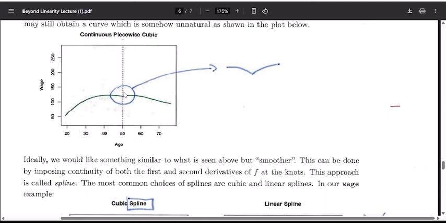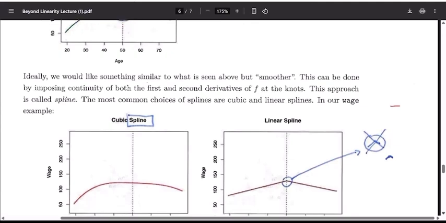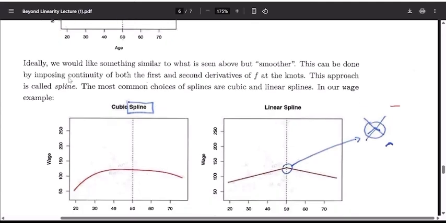Therefore, to get something smooth, we need to be able to impose a condition at the boundary. And the condition we impose at the boundary is to set the second derivative to 0. Okay. Now, when we set the second derivative to 0, I need you to pay attention now. And that was why I said here, that can be done by imposing continuity of both the first and the second derivative of f at the boundary. And that very approach is what we call spline.